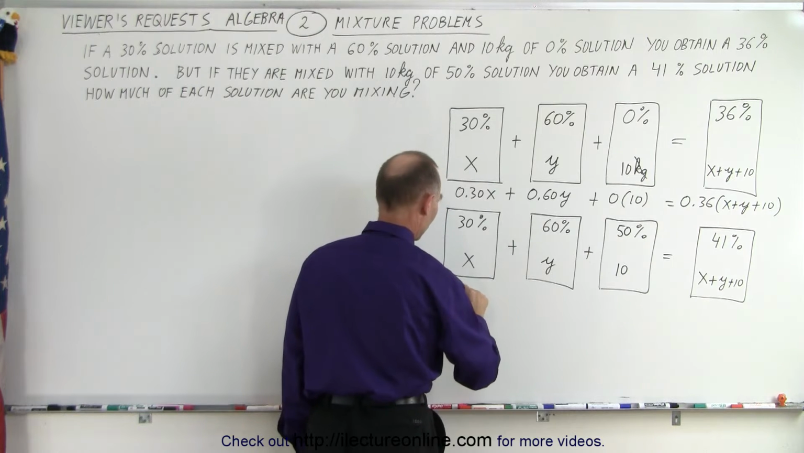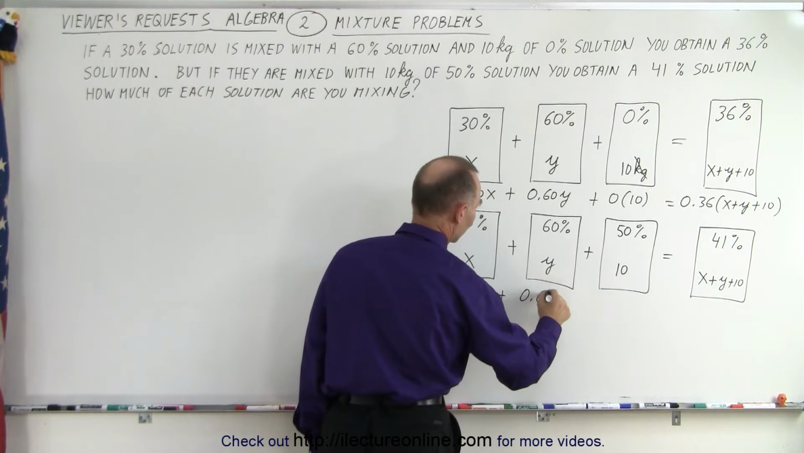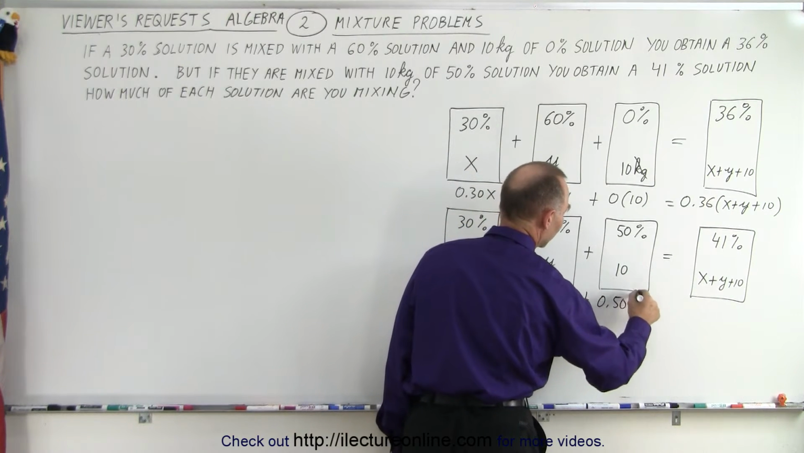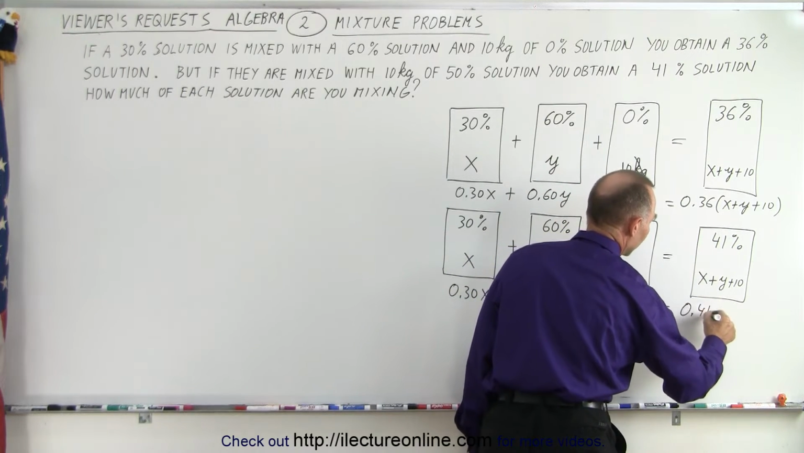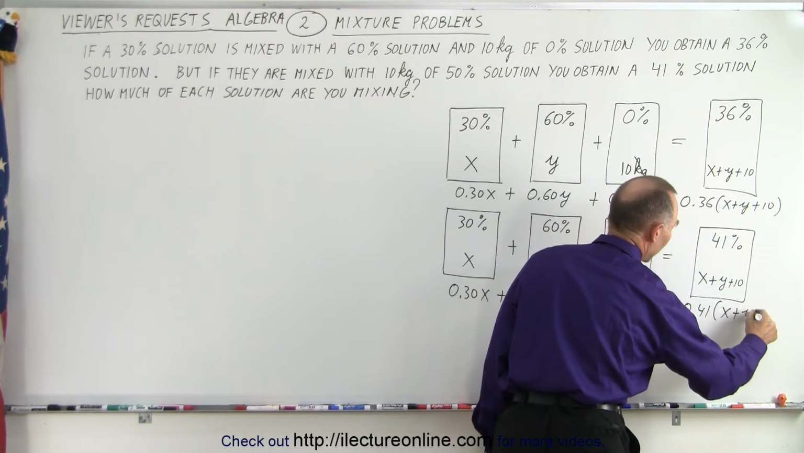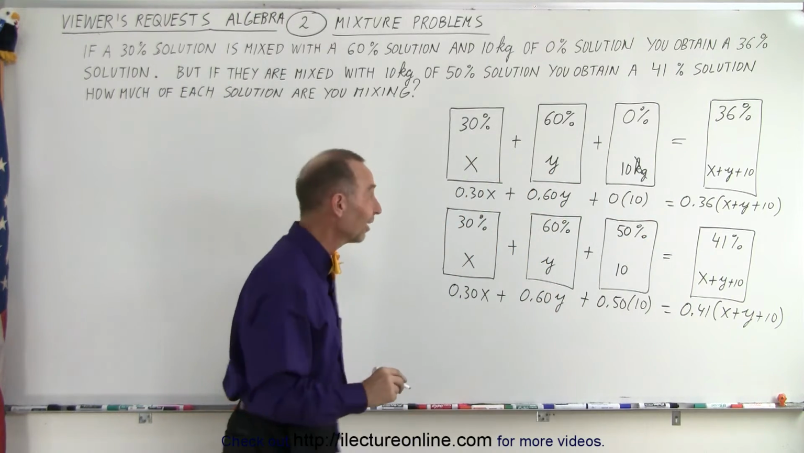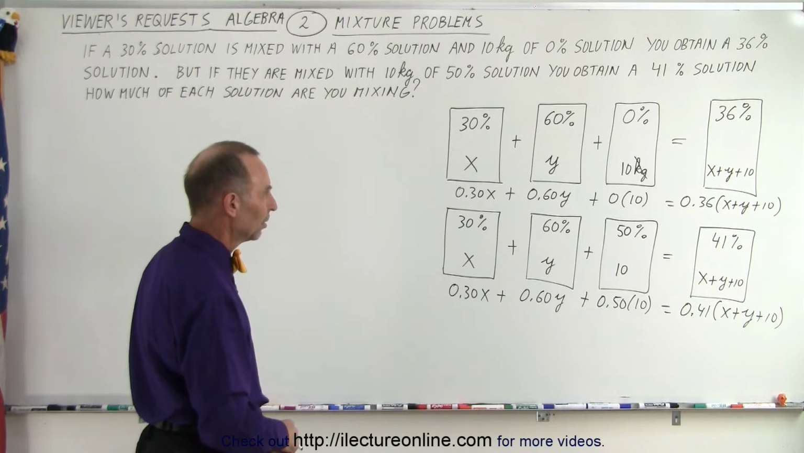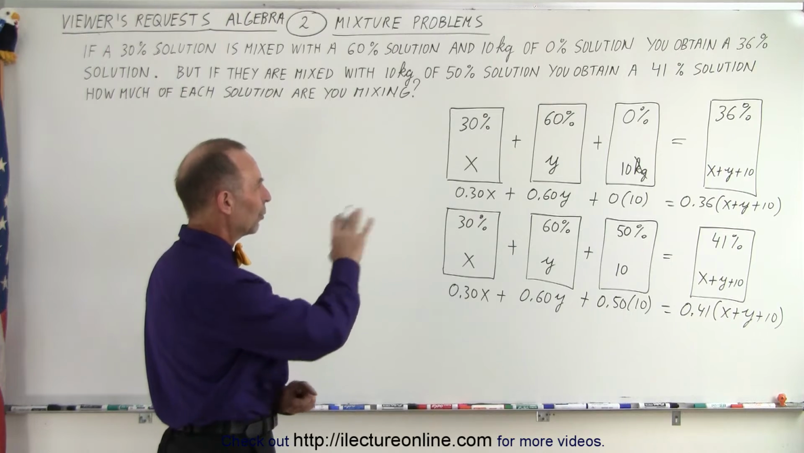So we have 0.30 times x plus 0.60 times y plus 0.50 times 10 is equal to 0.41 times x plus y plus 10. And notice we now have two equations and two unknowns. We just need to clean them up a little bit. The first thing we probably want to do is to multiply everything by 100 to get rid of the decimals.